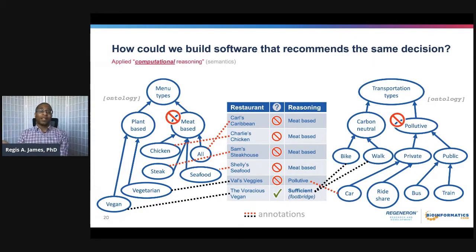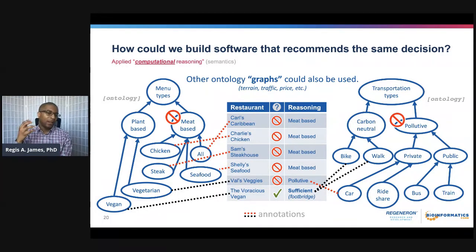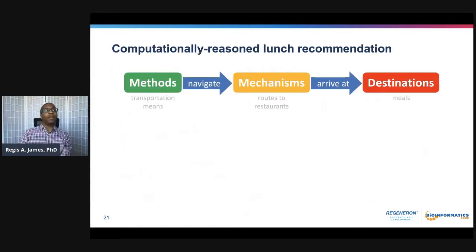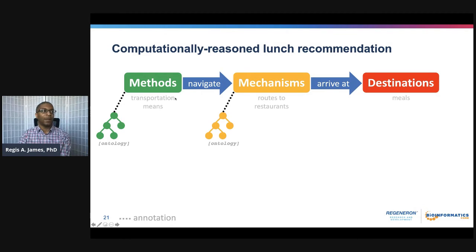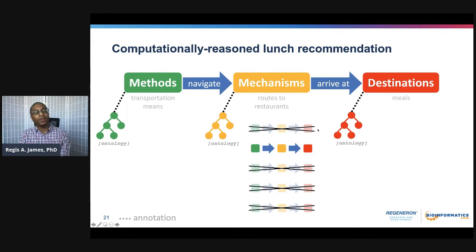amount of time. Now, of course, as you may have gotten an understanding of what an ontology is, you're well aware that there are other types of ontology graphs that could have been used. So in terms of terrain or traffic or price or what have you. So this was a computationally reasoned lunch recommendation. There was an ontology, so a hierarchy of definitions or dictionary types that can describe different types of methods. There's one that can describe mechanisms and one that can describe destinations. And it allowed Kai to eliminate a bunch of hypotheses of whatever XYZ restaurants could have met all of Kai's requirements. So it allowed Kai to identify which restaurant to find.